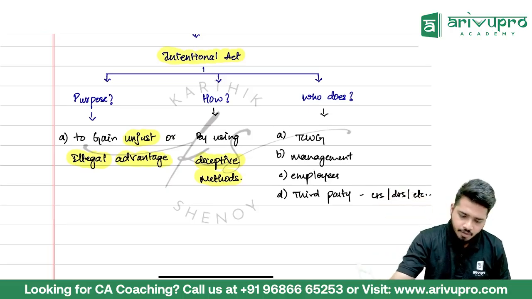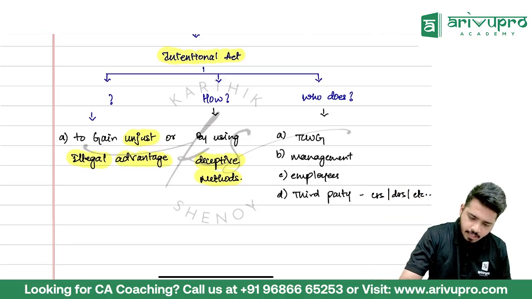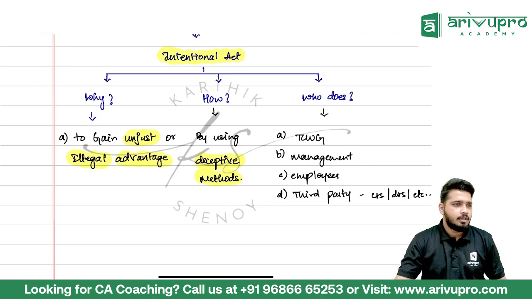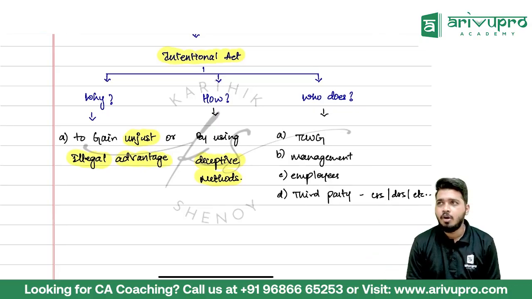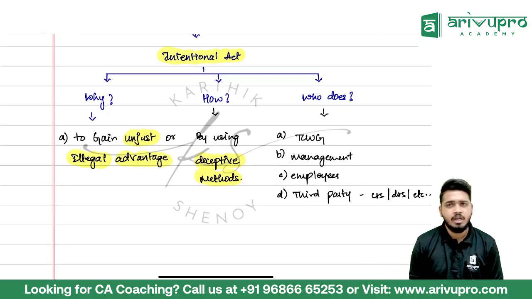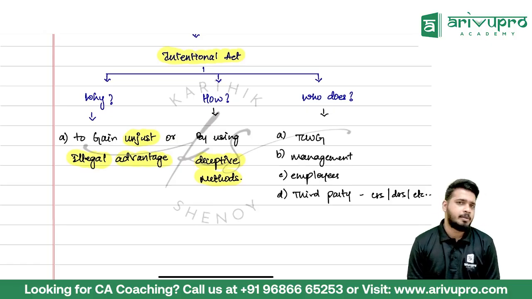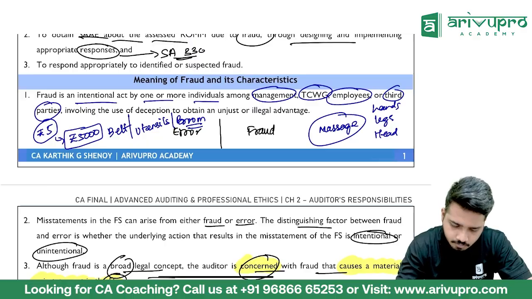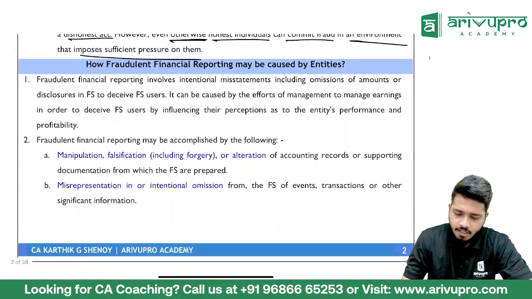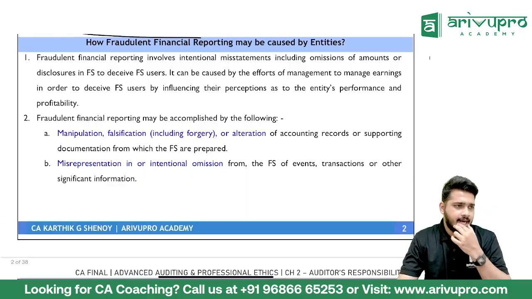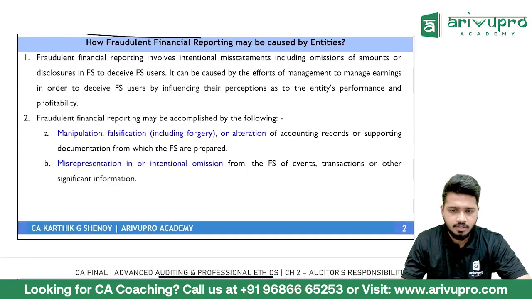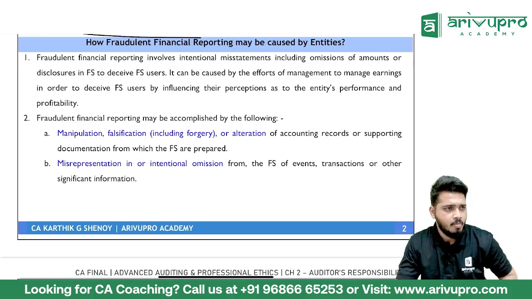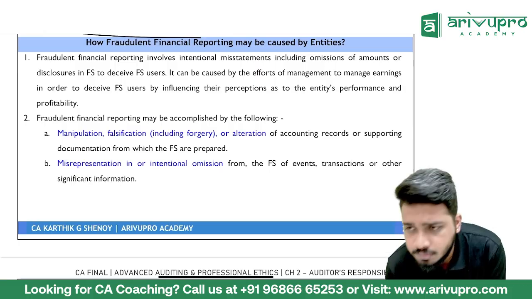In fact, if you want, you can take this out and you can write why, how, who. Why? Because unjust or illegal advantage I want. How? Deceptive method. And who? TCWG, management, employees, others. Did you understand? Any doubts in this?